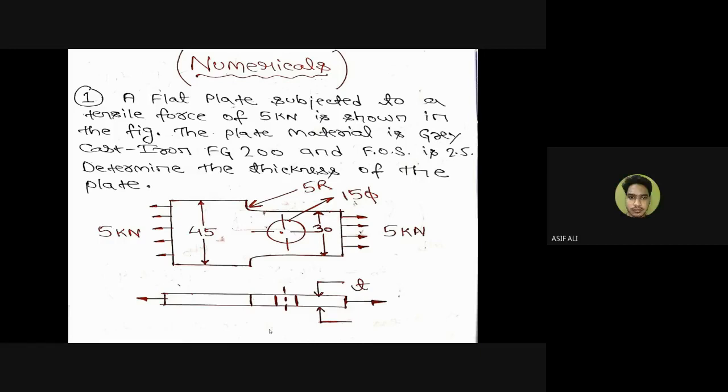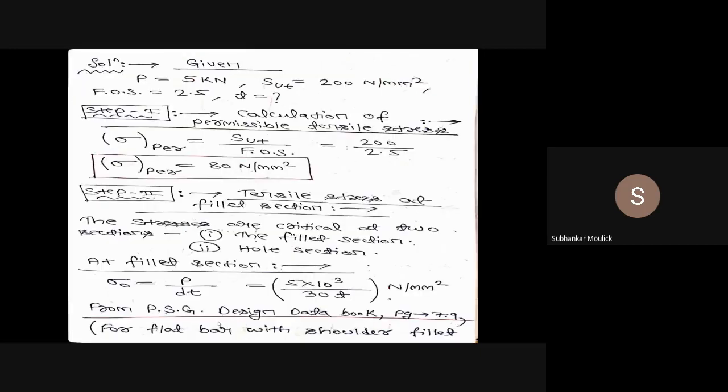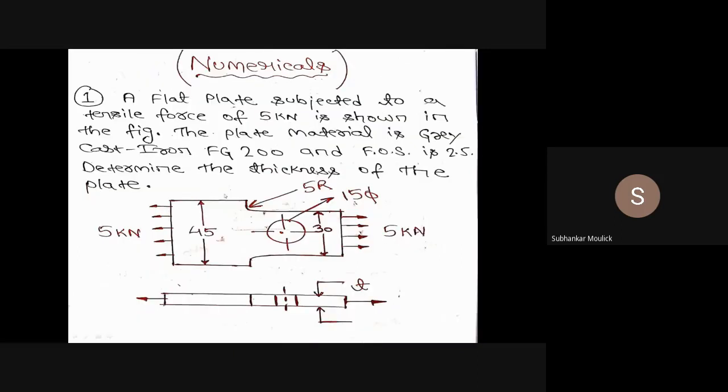Any doubt in this? Yes, sir. Okay. So can you tell me what all things are given in the problem? See, load is given in the problem. Load P is equal to 5 kilonewton or 5000 Newton. Now it has been given that the material of this plate is grey cast iron Fg200. That means which value is given to you, SYT or SUT?